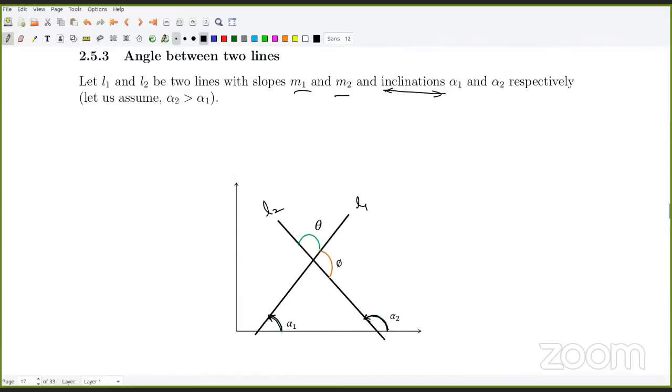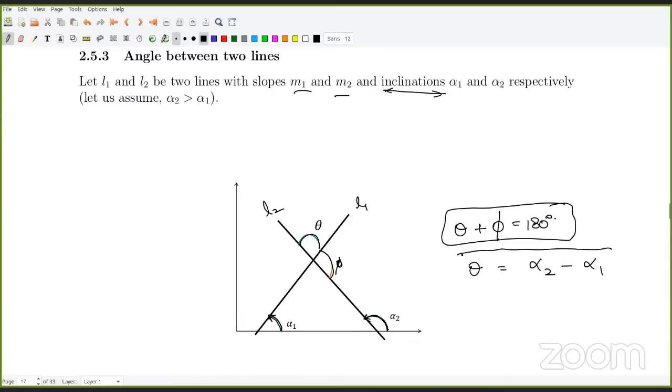Now you see, this is alpha 1, this is alpha 2, and we have two angles made by these two lines. Whenever there is an intersection, there are two angles in between: theta and phi. First and foremost, theta plus phi is equal to 180 degrees. And this particular theta will be equal to alpha 2 minus alpha 1.